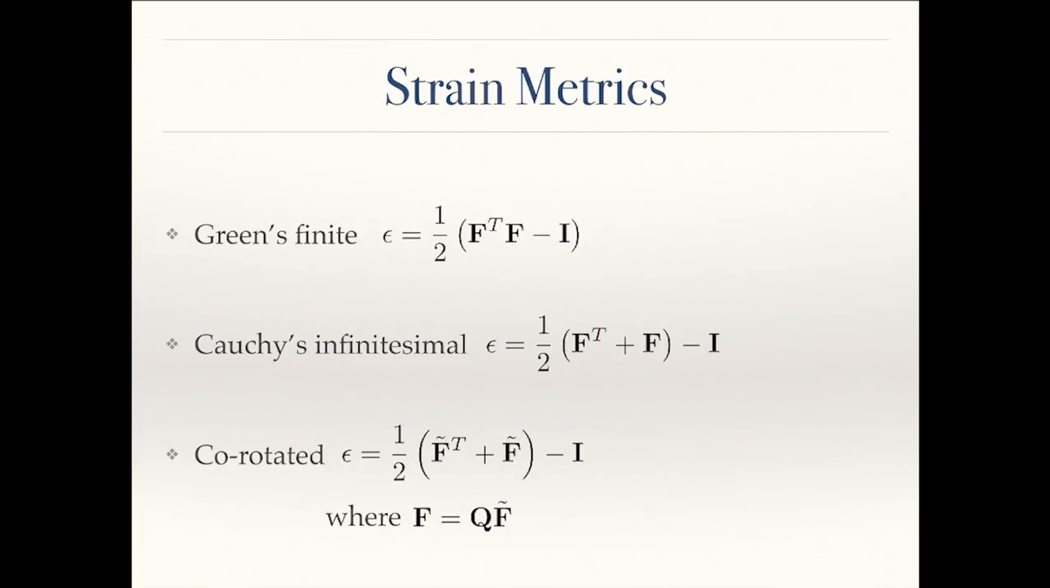But the problem with Cauchy's infinitesimal strain is that it's not invariant to rotations. We're not multiplying F transpose and F, and so we don't cancel out those rotations. And so if you have large rotations, you see huge distortions in your results.